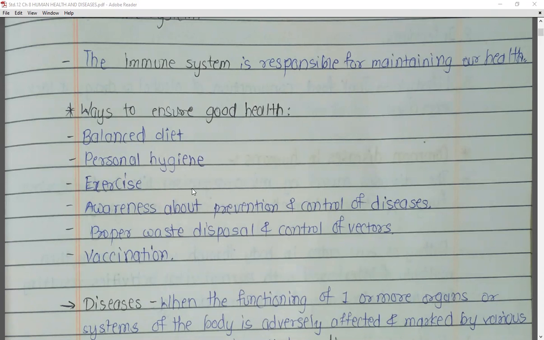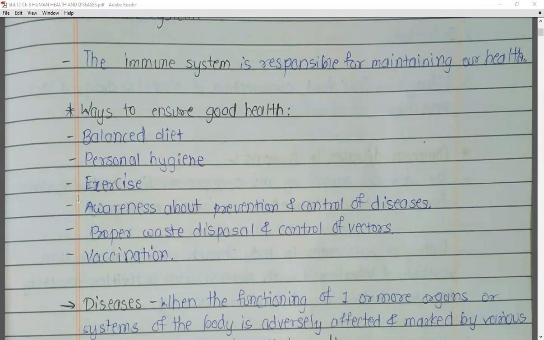Next is personal hygiene. That means you should take care of your own self and maintain hygiene. Nowadays, as you all know, due to COVID you are using sanitizers for maintaining hygiene. Similarly, you should go for other personal hygiene also, and you should keep yourself clean. So this is also the second reason to ensure good health.